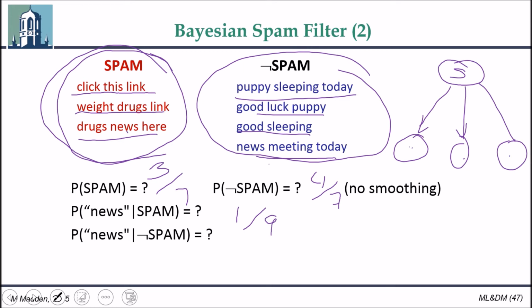For the word news in non-spam, well, we've got 1, 2, 3, 4, 5, 6, 7, 8, 9, 10, 11 non-spam words, and again, one of them is the word news. So for non-spam, it's 1 out of 11. It's the probability of seeing the word news in this training set of non-spam.